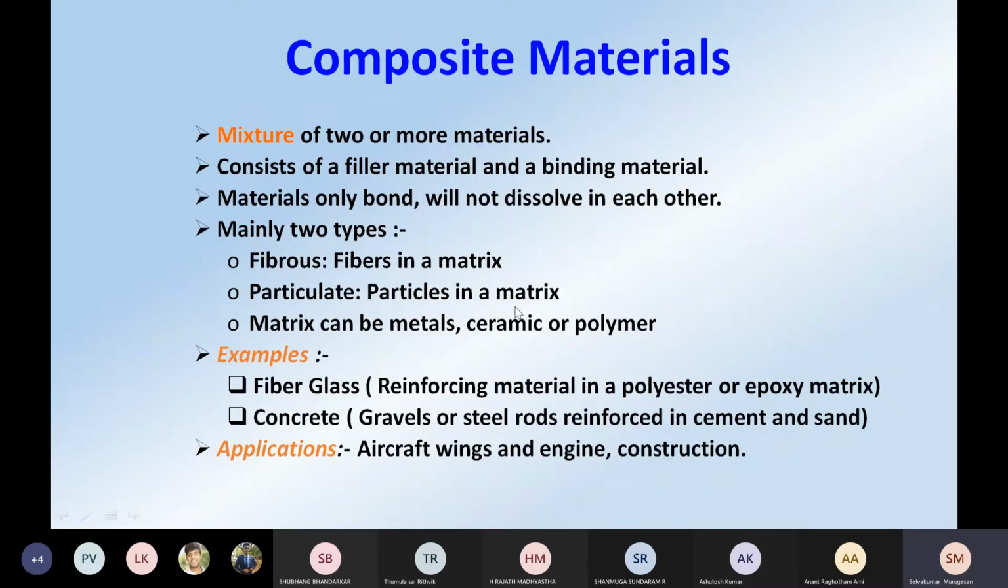And composites can again be classified according to the matrix. If you use a metal based matrix, it's called a metal matrix composite. And if we use ceramics or polymer, that is called a ceramic matrix based composite material or a polymer based matrix composite.